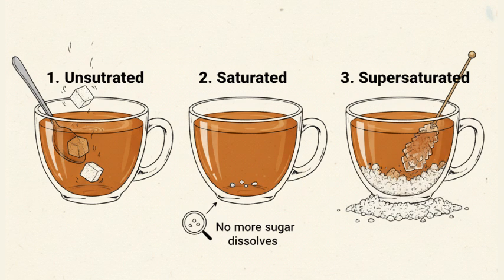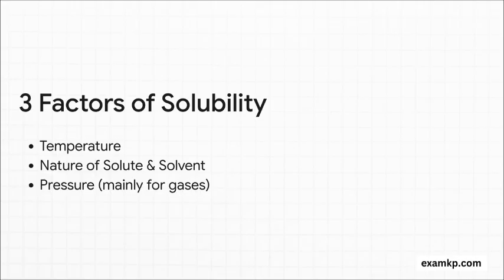So what messes with solubility? For your exams, you've got to know these three main things. First, temperature. Second, the nature of the stuff you're dissolving and what you're dissolving it in. This is where you get that classic rule, like dissolves like. And finally, pressure, which is super important, especially when we're talking about gases.